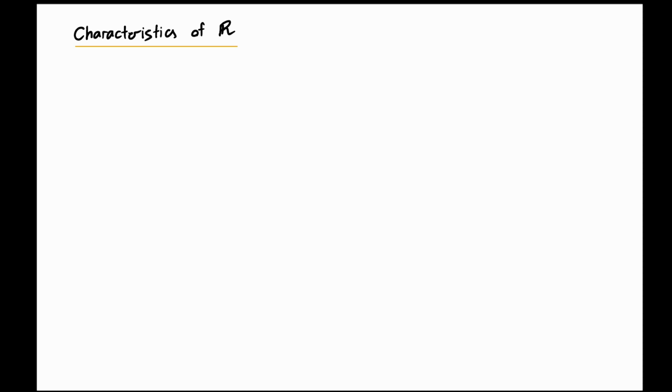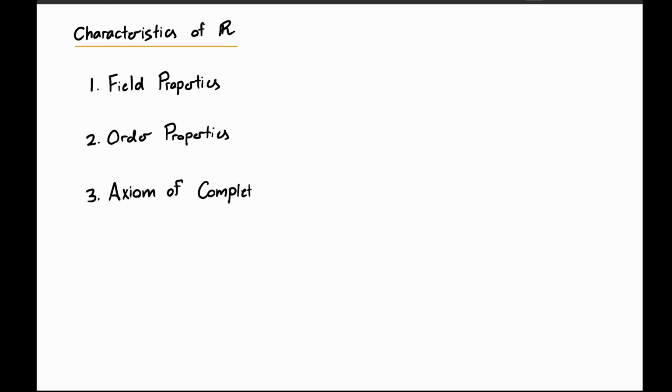Okay, so let's take a look at the outline of the three characteristics of R. The first characteristic is the field properties. The second characteristic is the order properties. And the third is the axiom of completeness, or the completeness property. Now, any one of these characteristics taken alone doesn't distinguish R from the rest of the number systems, but if you take all three characteristics as a whole, it does distinguish R from all the other number systems.